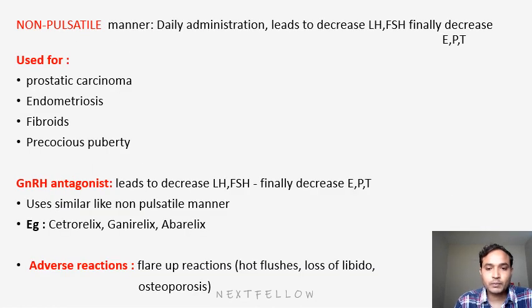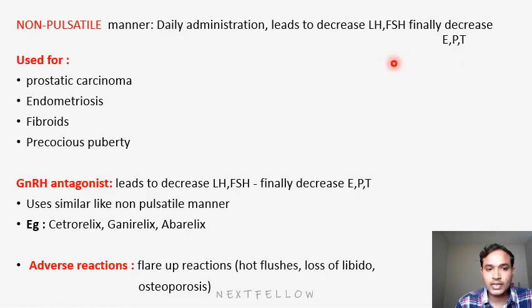Next is the non-pulsatile manner. Non-pulsatile means the drug is administered continuously, with no gap. Continuous administration leads to a decrease in LH and FSH, that is, luteinizing and follicle stimulating hormone. Obviously there is a decrease in LH and FSH, leading to decreased production of all three major hormones: estrogen, progesterone, and testosterone.